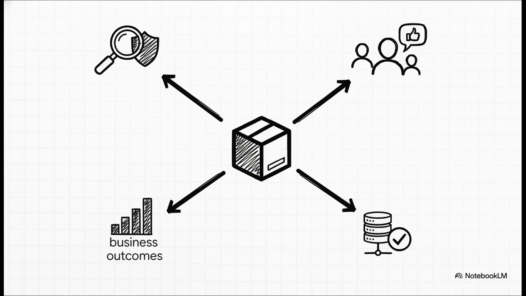Now we get to step 6, the pilot. This is where the rubber really meets the road. The goal isn't to build a perfect finished product. It's to build a minimum viable solution so you can test your core assumptions. You're basically checking 4 things. Is it technically safe and accurate?